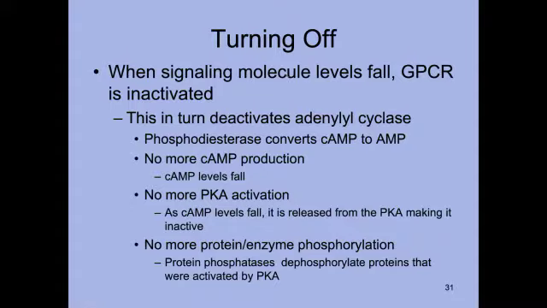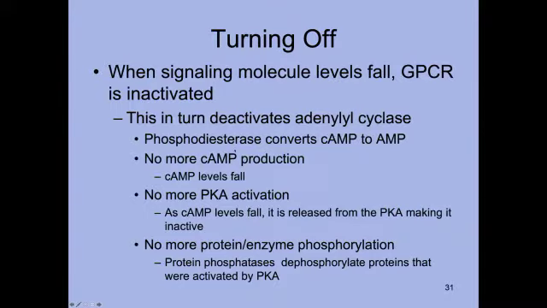We have to go all the way back to the very beginning and take that primary ligand, or primary signaling molecule, off the G protein coupled receptor. This is then going to cause that alpha subunit to dissociate from adenylyl cyclase and match back up with that beta gamma dimer. If adenylyl cyclase is turned off, then we will no longer be producing cyclic AMP.